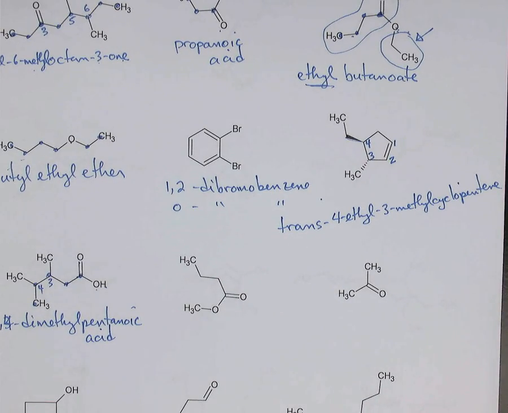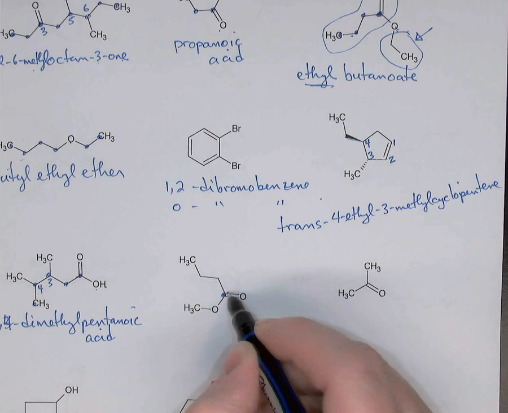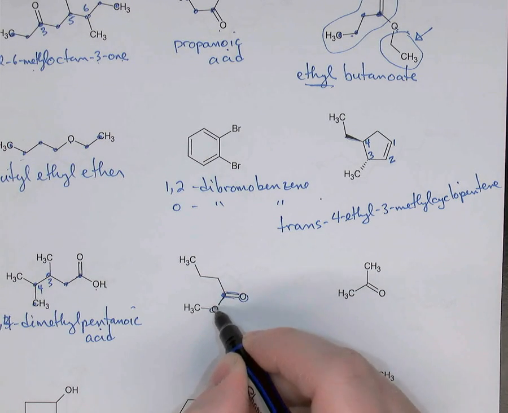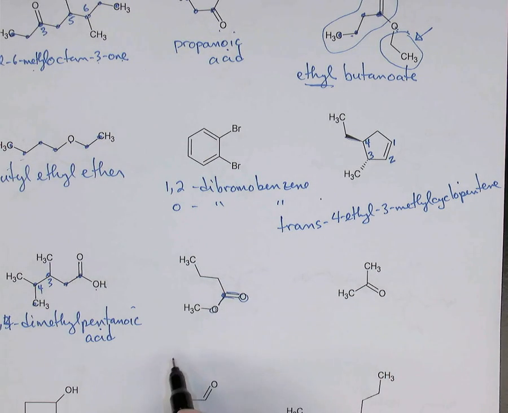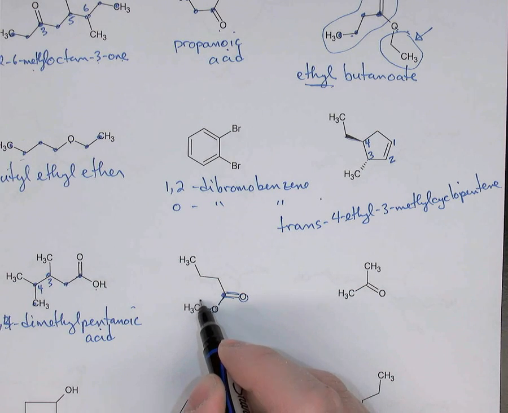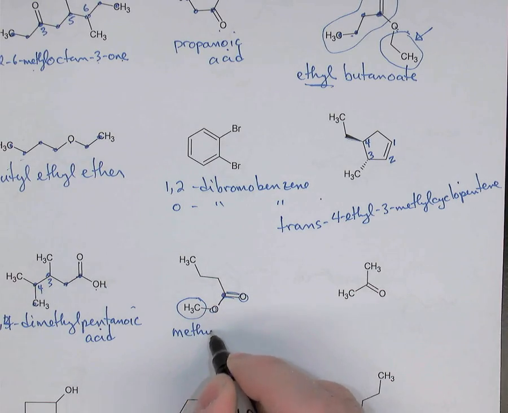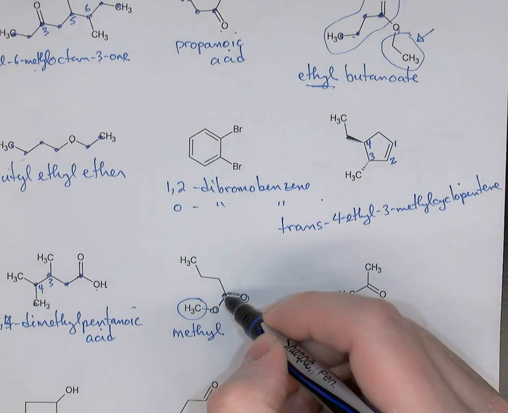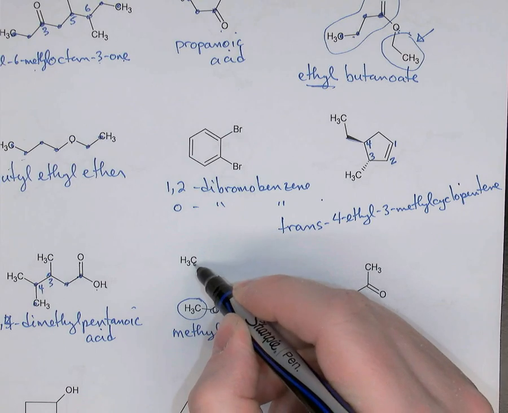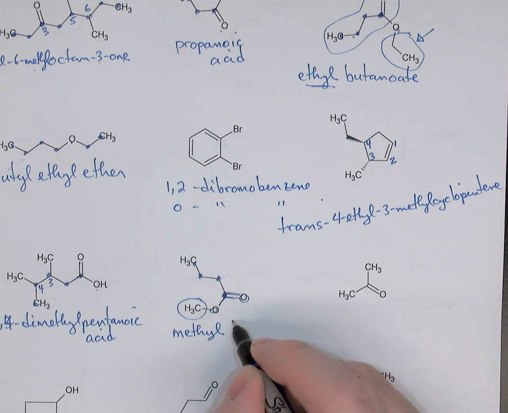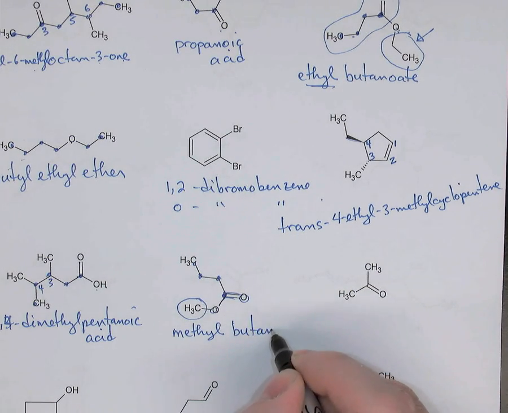Next we have an ester, C double bond O, OR. That's an ester. The part bonded to the oxygen here gets named first. So methyl. And then the rest of it had 1, 2, 3, 4 carbons. So methyl butanoate.